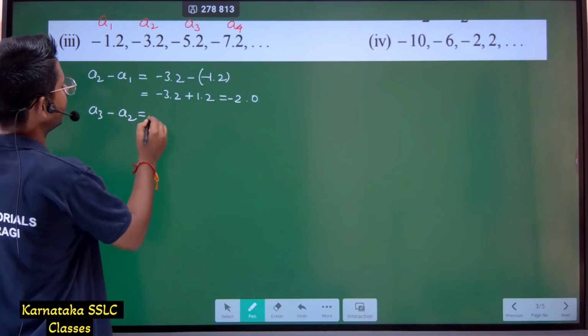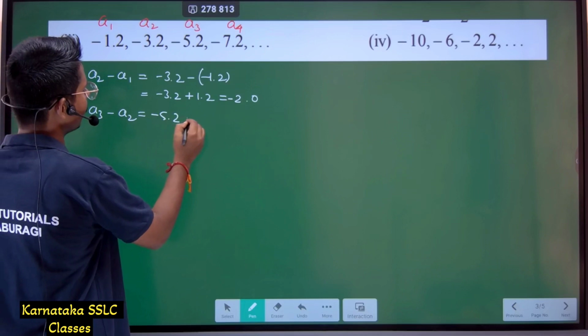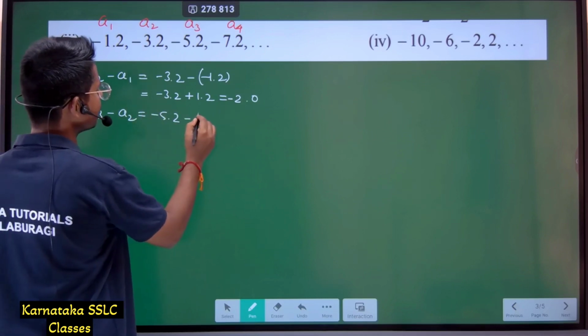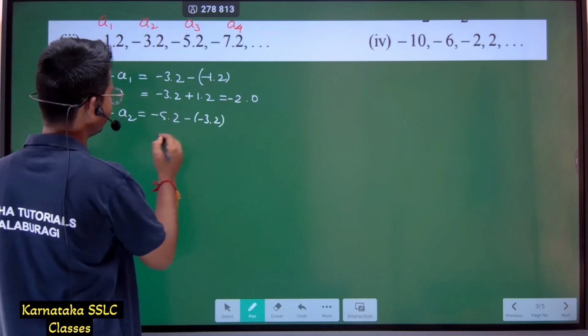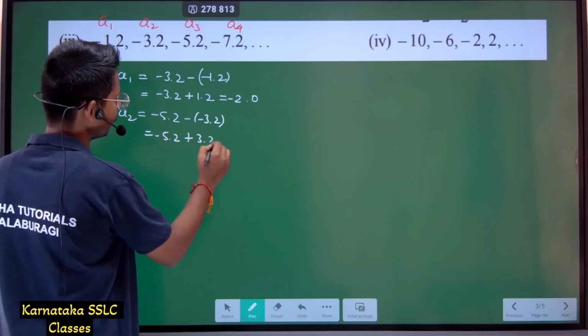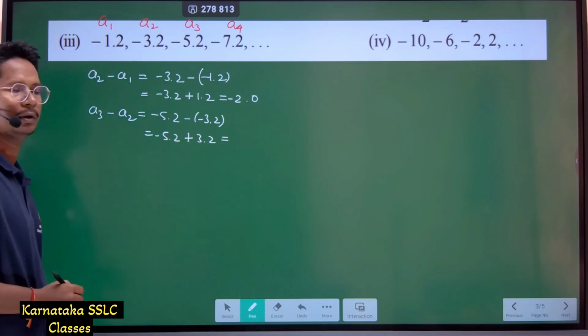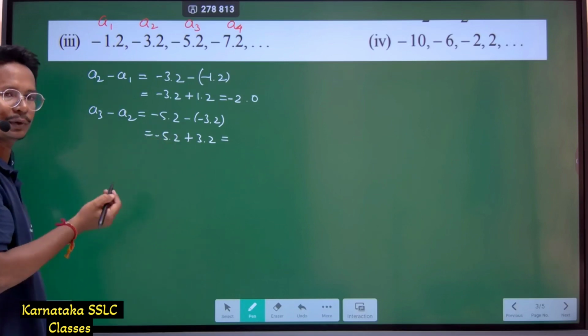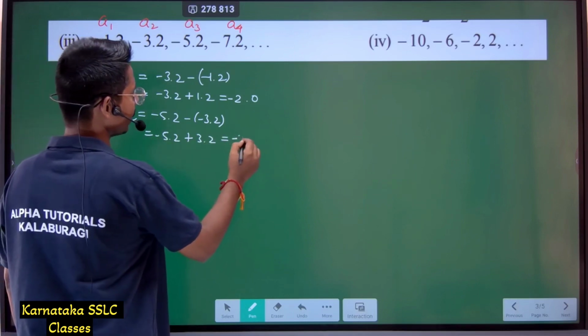Okay, now we'll find a3 minus a2. What is a3? Minus 5.2, minus, now a2 is minus 3.2. Fine. So minus 5.2 minus of minus, plus 3.2. Yes, get the value. One is minus, other is plus. You have to take difference. Again, you are going to get minus 2.0.